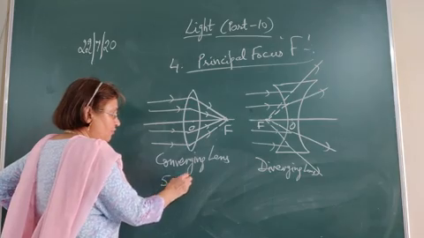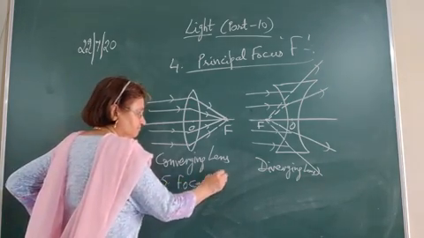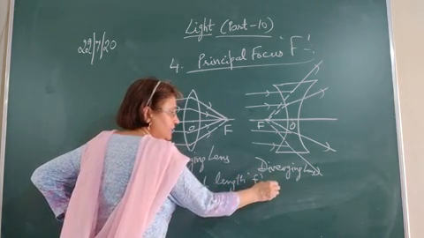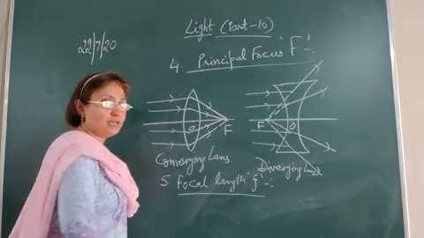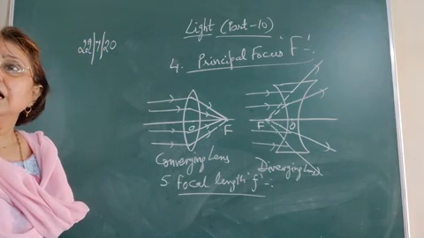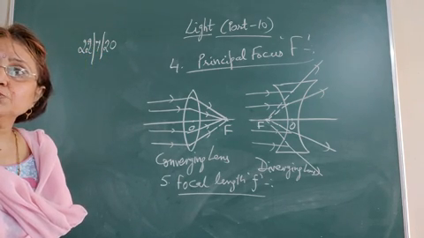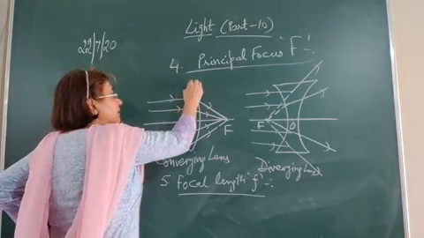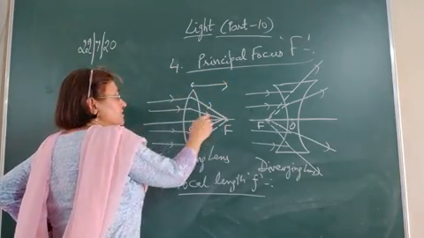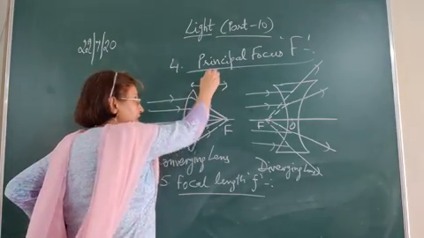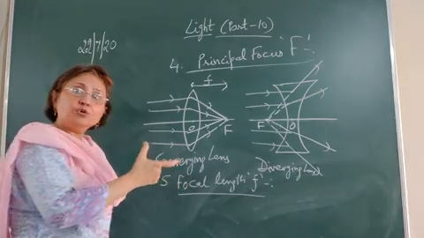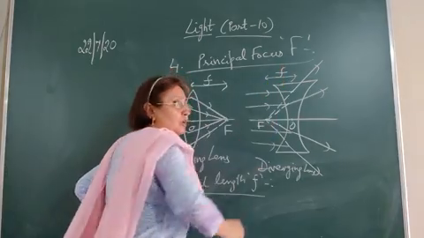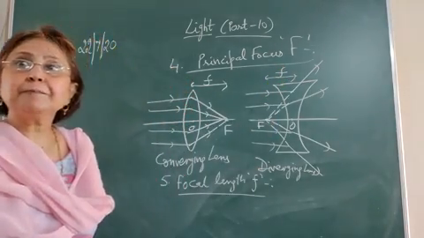Okay, write the next term, focal length. Focal length is represented by small f. Principal focus we represent by capital F, and focal length is represented by small f. Now what is the focal length? The distance of the principal focus from the optical center. That is the distance between O and F. This distance between O and F, we call it the focal length. So write down focal length. Next term.